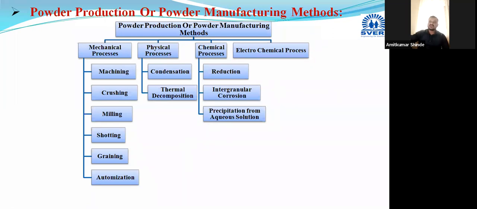Now, this physical processes category is classified into two different types. The first is condensation, and the second is thermal decomposition. Okay. Now here, condensation.